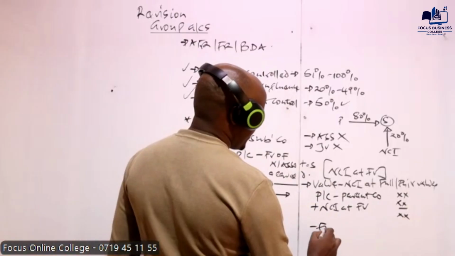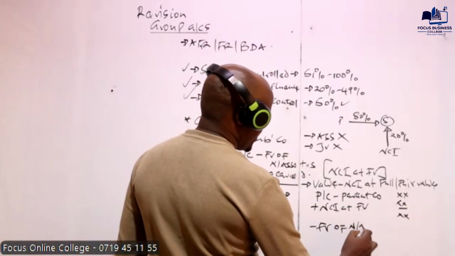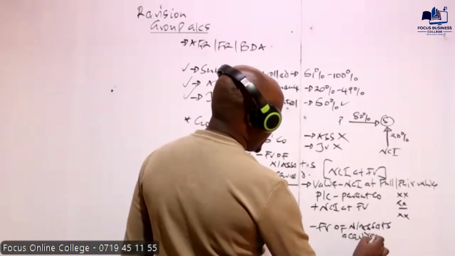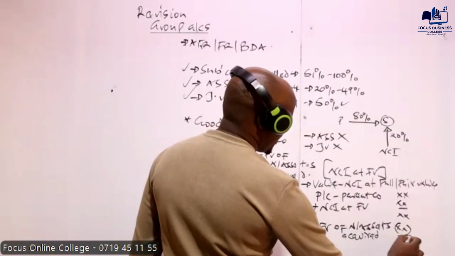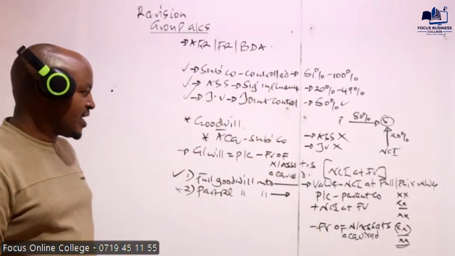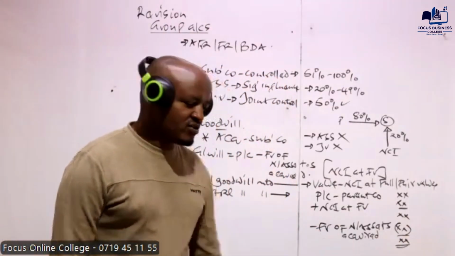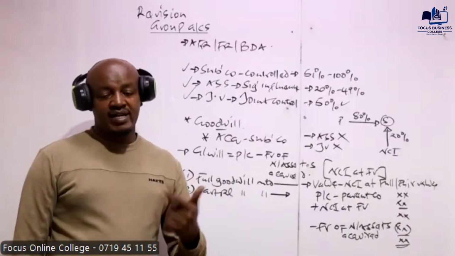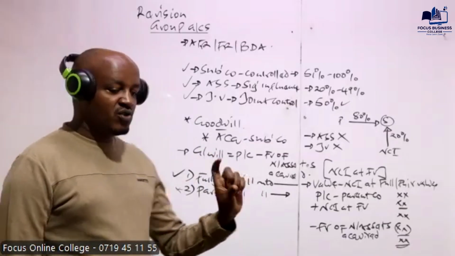And then from this, we subtract the fair value of net assets acquired. In most of the cases, as far as the computation of goodwill is concerned, this is something which the examiner will not give you: the fair value of net assets acquired. We said you need to compute that. How do we compute that?